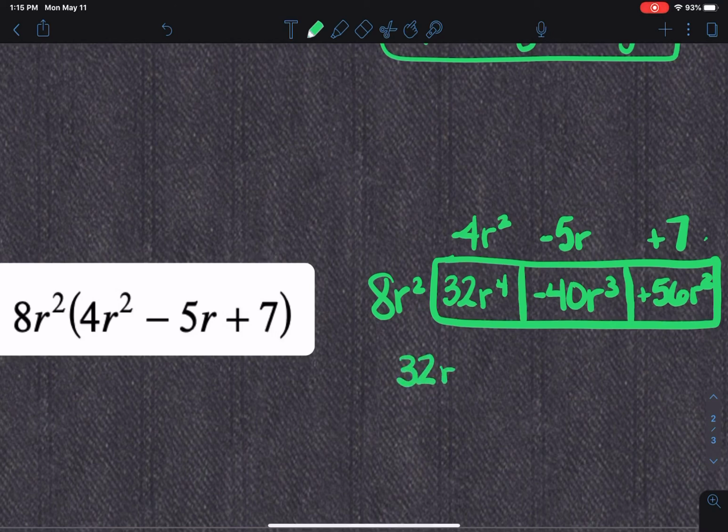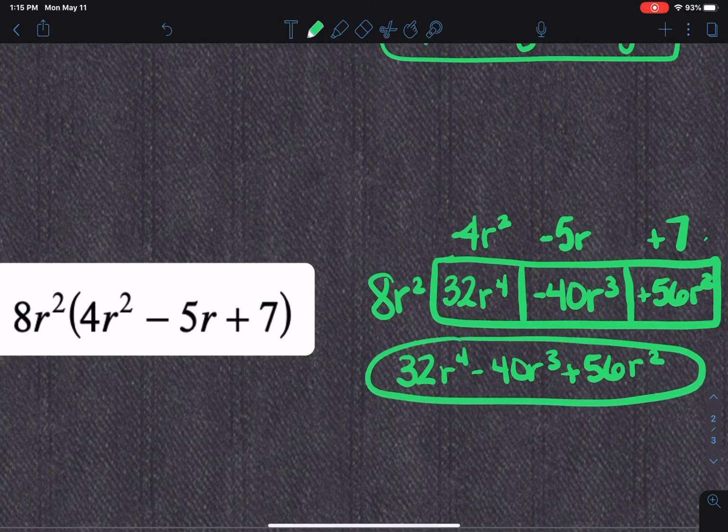Okay, now because all of the r's have different exponents, they are technically different variables. So your final answer will look like this. Okay, any questions, let me know. Good luck.